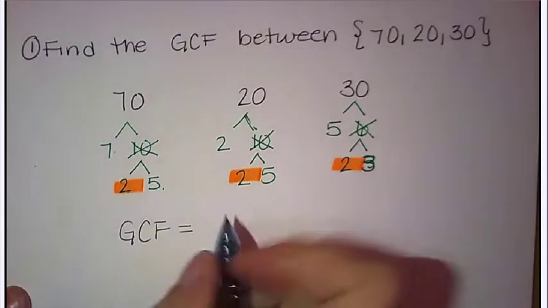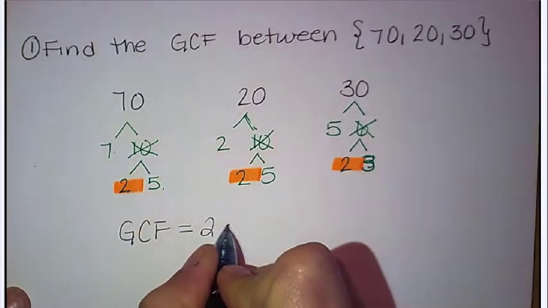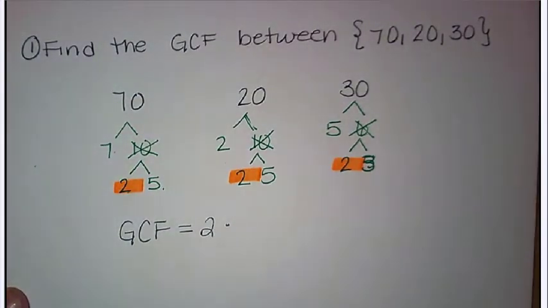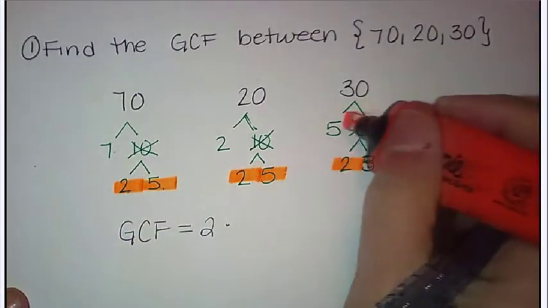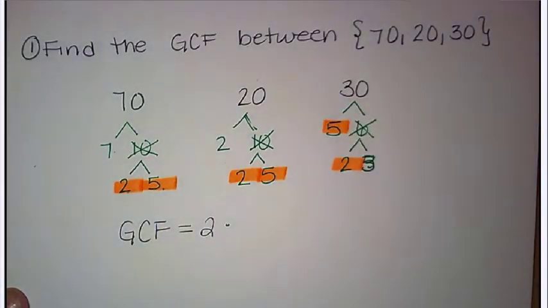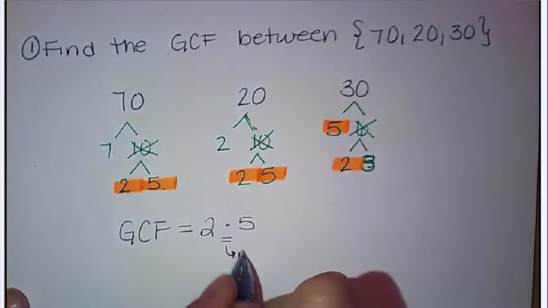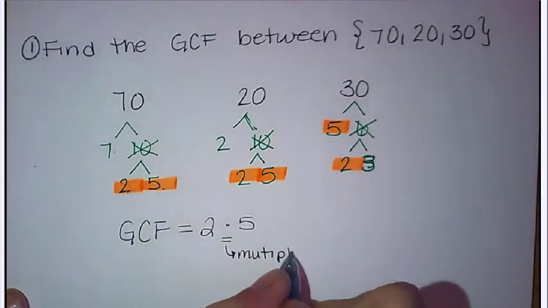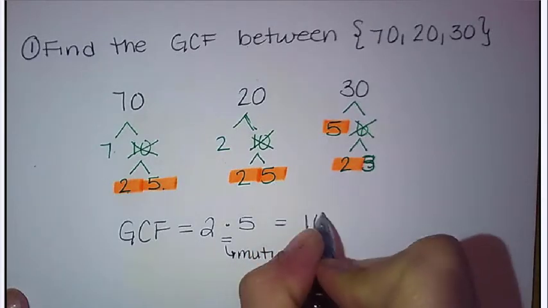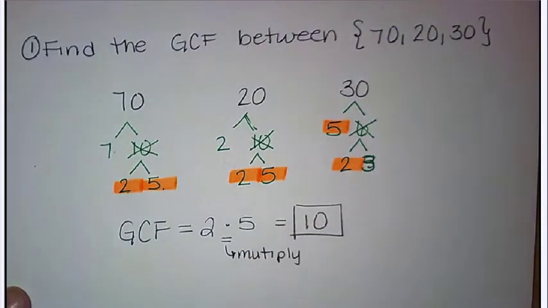So if we look at this, we notice that all 3 of our terms have a 2, so I'm going to write down one 2. I also notice that all 3 of our terms have a 5, so we're going to write down a 5. We are going to multiply these together to get our GCF, and 2 times 5 gives us 10. That is our greatest common factor between 70, 20, and 30.